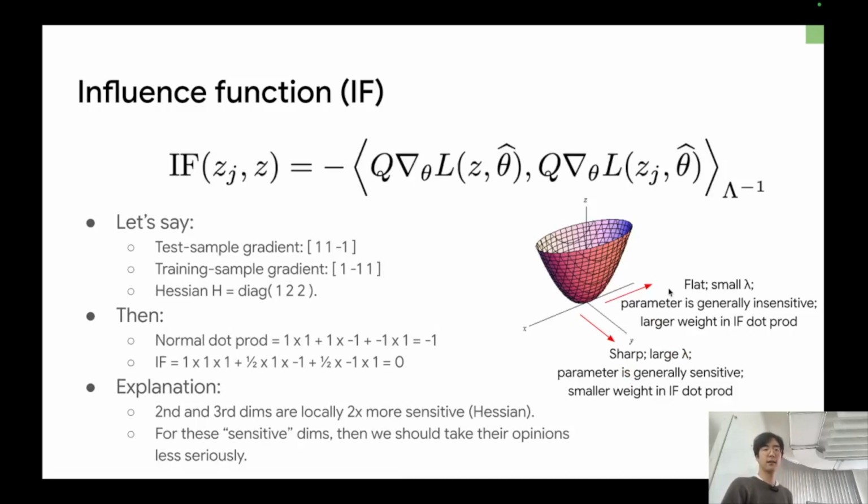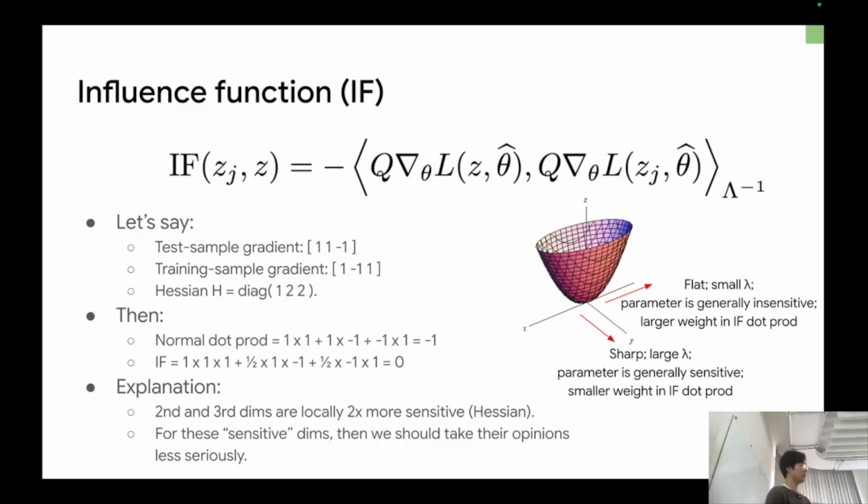So I'm going to give you an example. Let's say we already chose a very good coordinate system for the vectors, so the Hessian is already diagonal under these spaces. Let's say we can write down the test sample gradient for this coordinate system as 1, 1, minus 1. And the training sample gradient will be 1, minus 1, and 1 for a three-dimensional weight space. And let's say the Hessian is a diagonal of 1, 2, and 2.